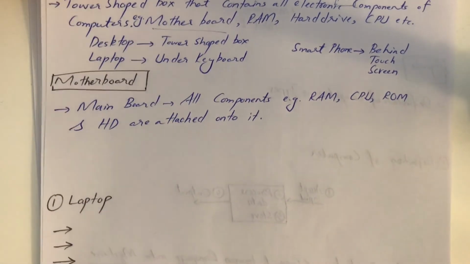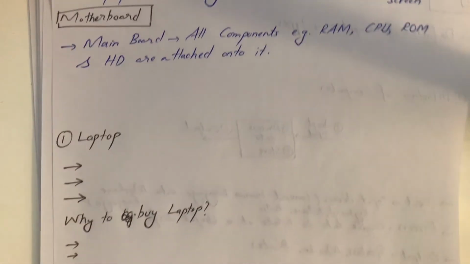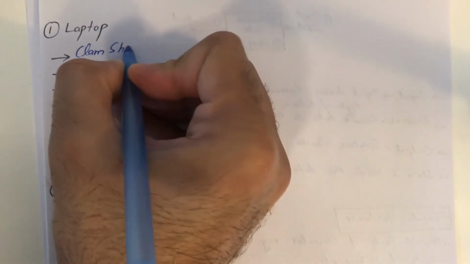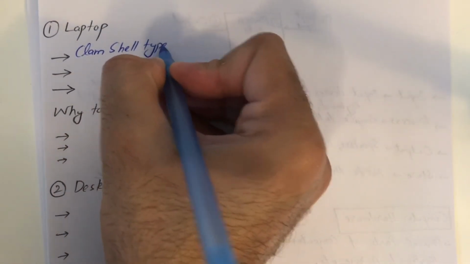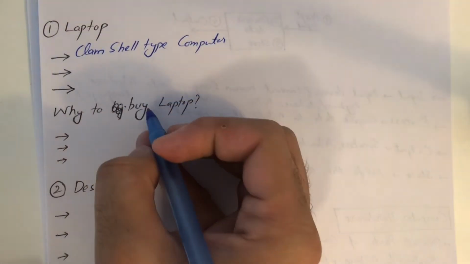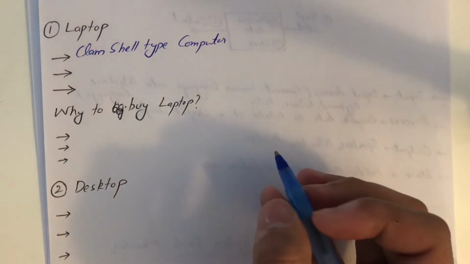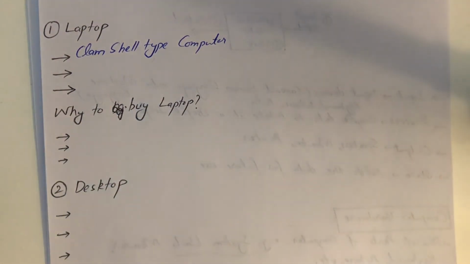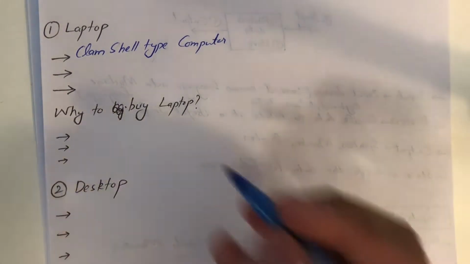So let's discuss the types of computer. We'll discuss several different types, almost 9 or 10 types of computers. So first type of computer is laptop. I believe everybody's well familiar with laptop. So laptop is basically a clamshell type computer. And the top selling, or you can say the most widely selling type of computer after the cell phone. Cell phone is the most widely selling or commonly used type of computer.